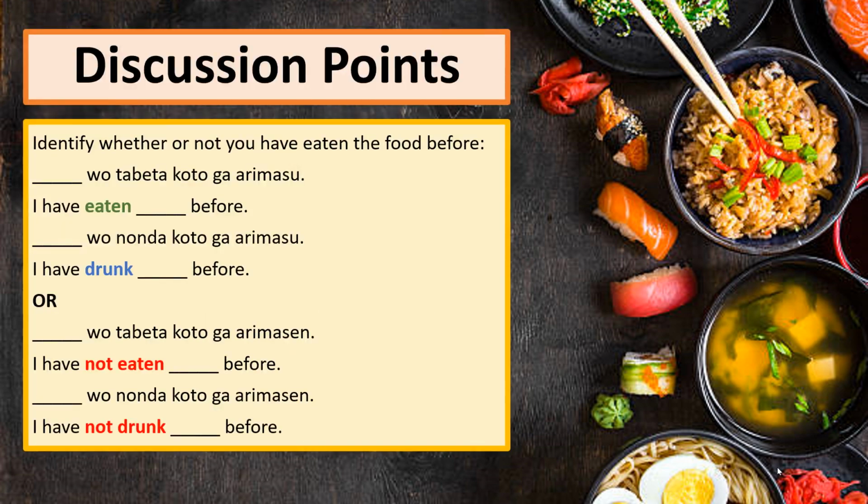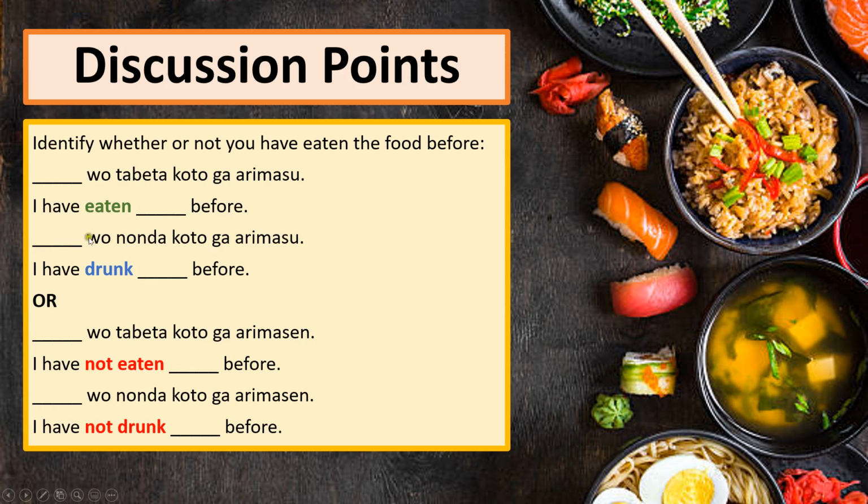Okay, so some things you can discuss is whether or not you have eaten the food before. So you can use o tabeta koto ga arimasu. You can put any food in this space here. So for example, sushi o tabeta koto ga arimasu. I've eaten sushi before. By turning the masu to masen, it becomes the opposite. So sushi o tabeta koto ga arimasen. I have not eaten sushi before.